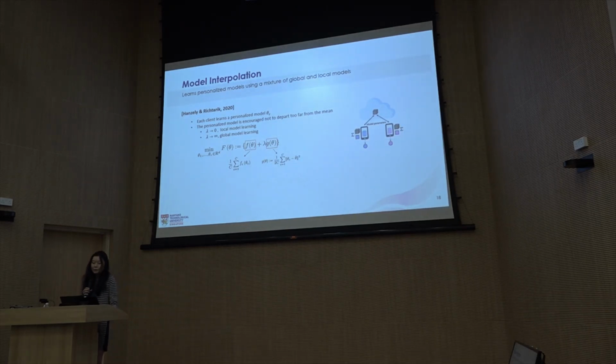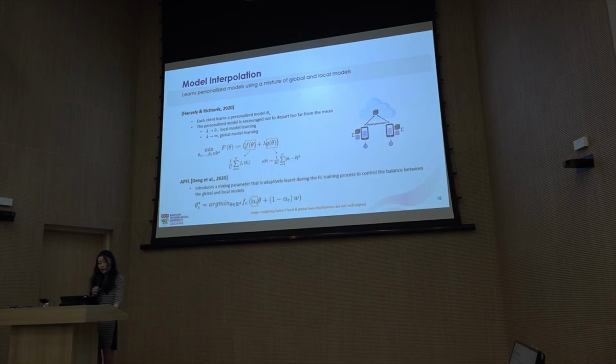Next, for model interpolation, it uses a mixture of global and local models to achieve a balance between generalization and personalization performance. So in APFL, it introduces a mixing parameter that is adaptively learned. So this enables the optimal degree of personalization to be learned for each client. In this sense, if the local distribution is very different from the global distribution, we will expect to see a larger weighting factor so that there's a larger contribution from the local model.